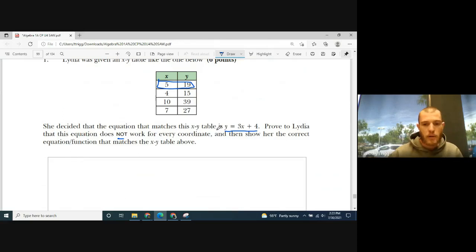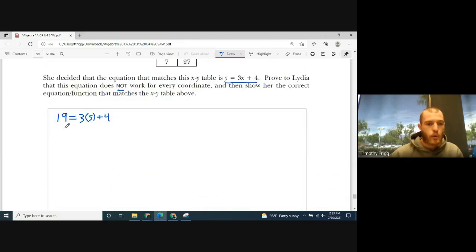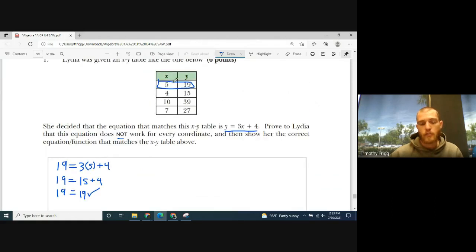So let me go ahead and rewrite it. I'm going to replace the y with 19 equals, and this is 3 times x. I'm replacing the x with 5, and then plus 4. So we want to see, does this work, right? So this would be 19 equals 15 plus 4. So this would be 19 still over here equals, and this is 19 as well, isn't it? All right, so that first point works. So this equation works for the first point.